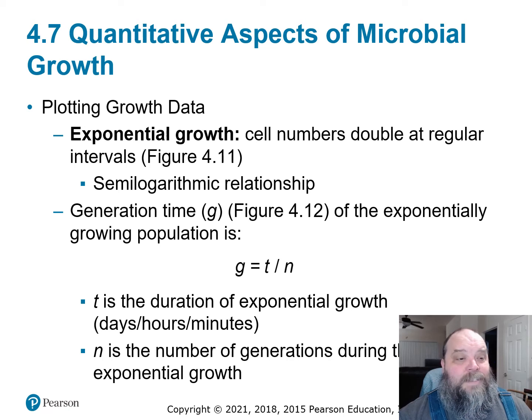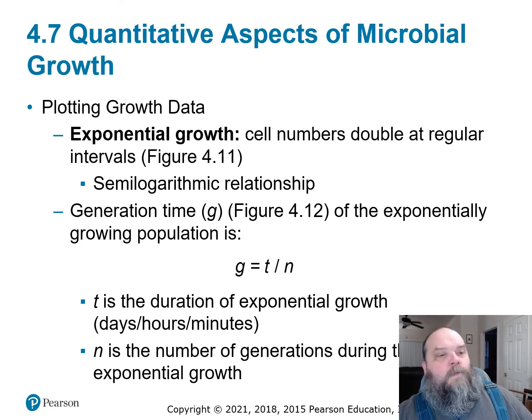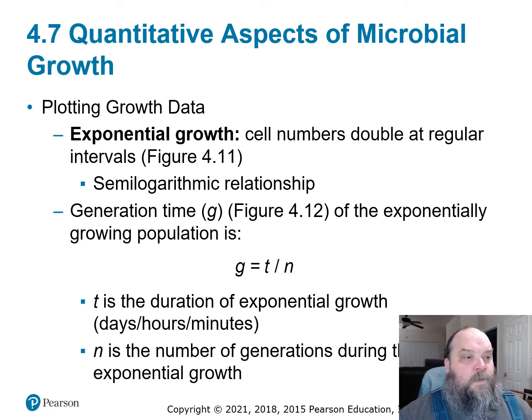Chapter 4, Section 7, Quantitative Aspects of Microbial Growth. Well, we can do all those counts. We can count how many viable cells are there during the different phases of bacterial growth. We can go through and do viable cell counts, different optical densities.